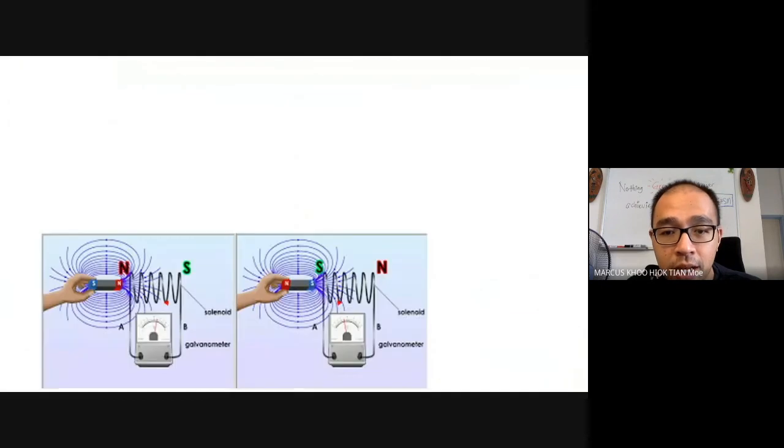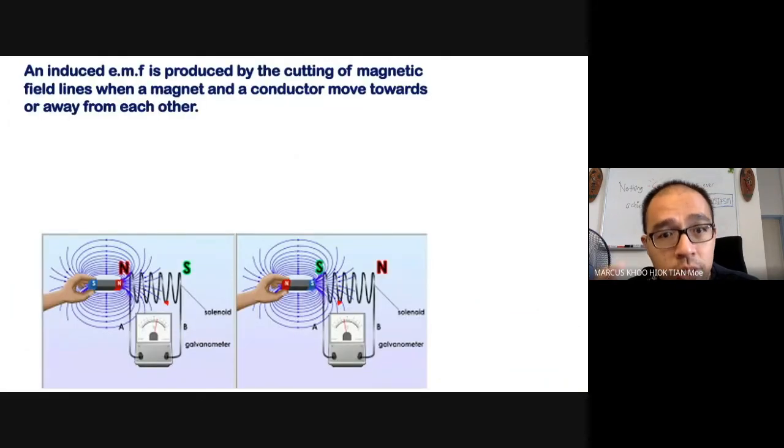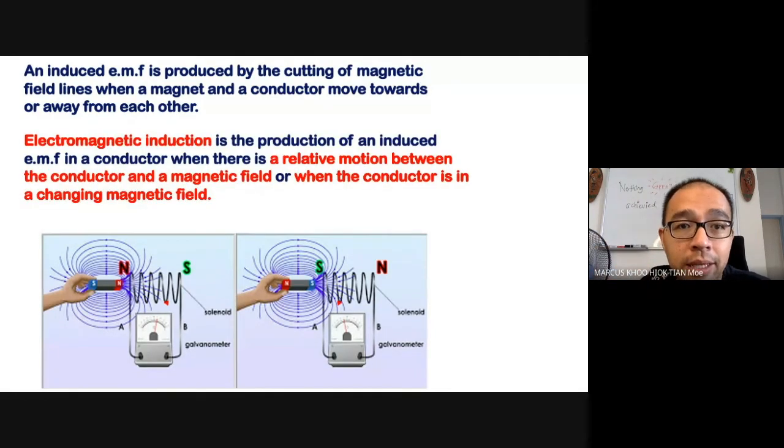So an induced EMF, in conclusion, is produced by the cutting of magnetic field lines when a magnet and a conductor move towards or away from each other. Electromagnetic induction, this is the thing that we mentioned right at the beginning, is the production of an induced EMF in a conductor when there is a relative motion between the conductor and a magnetic field, or when the conductor is in a changing magnetic field.